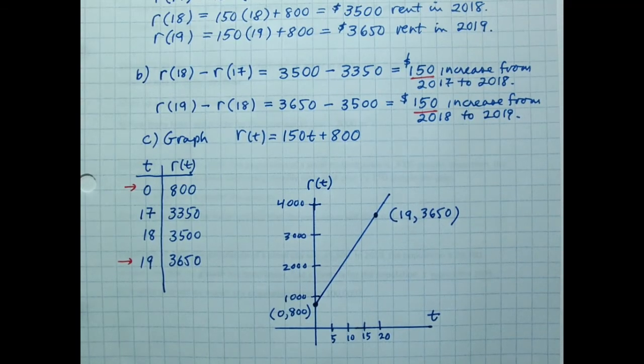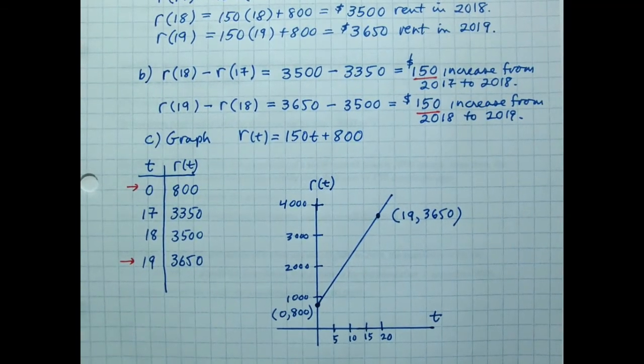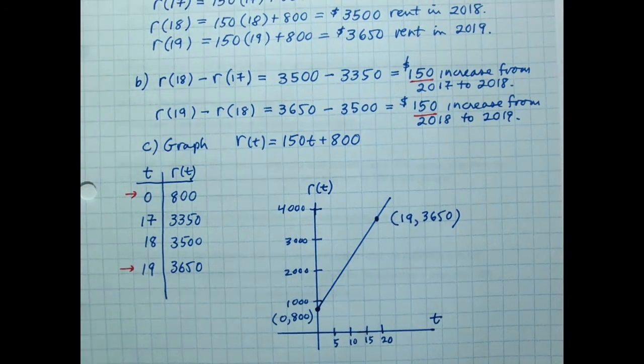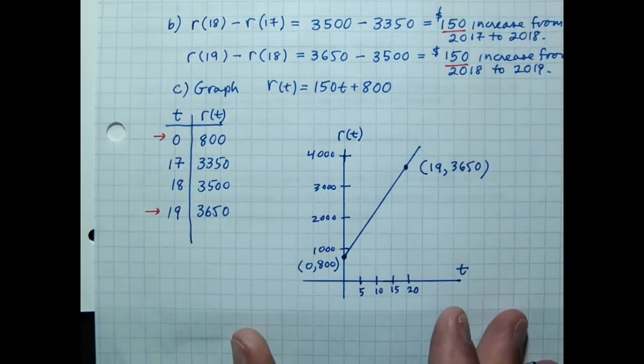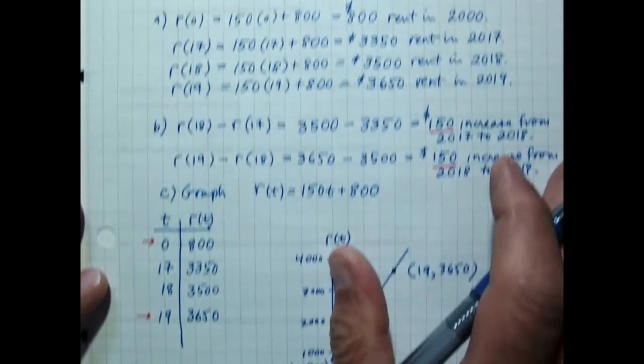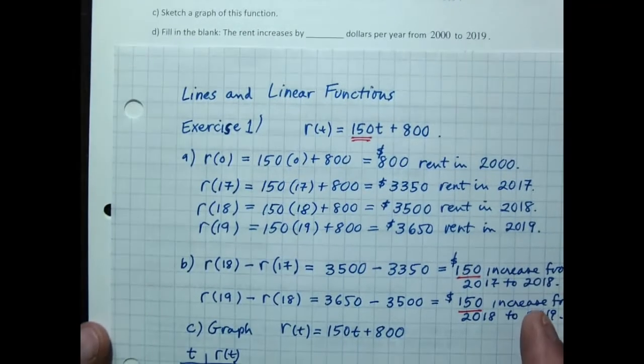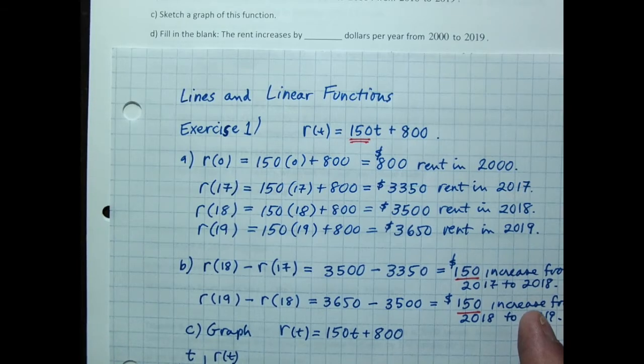Okay, notice how the axes are labeled nicely, and 2 points are labeled. We have this linear function. Okay, and now I think there's one more part to this problem up above. It says fill in the blank. The rent increases by blank dollars per year from 2000 to 2019.